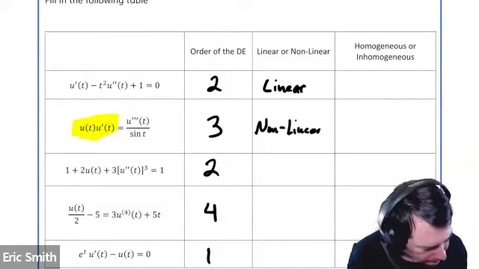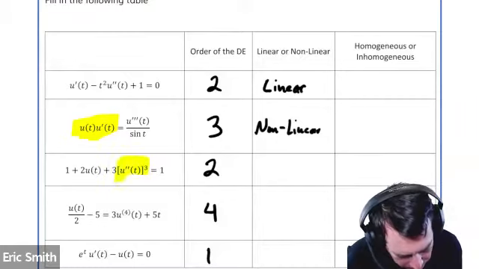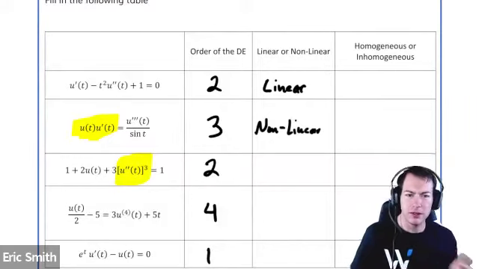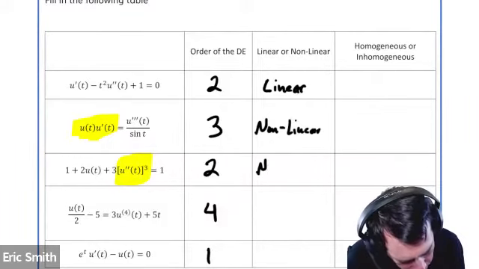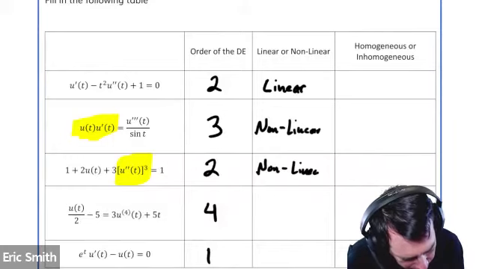Moving on, let's see what else we got. Oh, that's a bit of a problem. Look at that right there. They have the second derivative raised to the third power. We know what to call that one. We will call that one nonlinear.